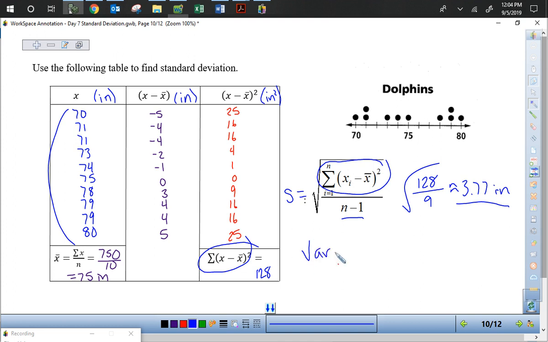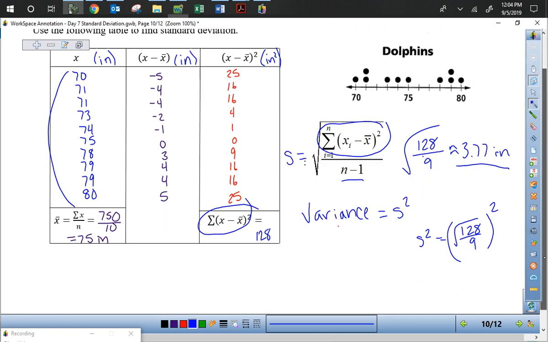And remember, the variance, we just have to take this and square it. Now, we could square this approximate, but the nice thing about variance is it's always rational. Okay, because here we had an irrational ugly number because the square root of 128 didn't come out nice. Whereas when I take the square root of 128 over 9 and square that, it has to come out nice because those just cancel. We've got 128 over 9.